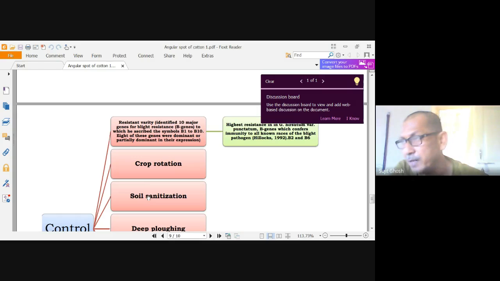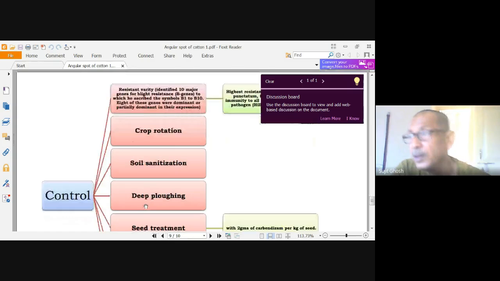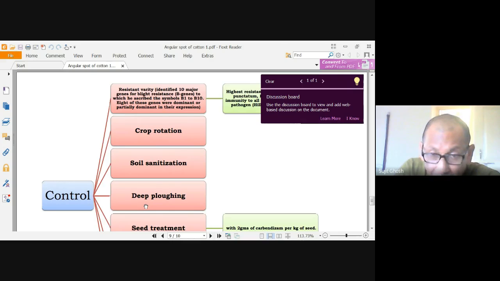The second one is crop rotation. Crop rotation means there will be less chance of getting a host, so bacteria will not be able to thrive in that plant. If you cultivate cotton followed by a species which allows Xanthomonas axonopodis variety malvacearum to thrive well, then it will easily affect the cotton plant.